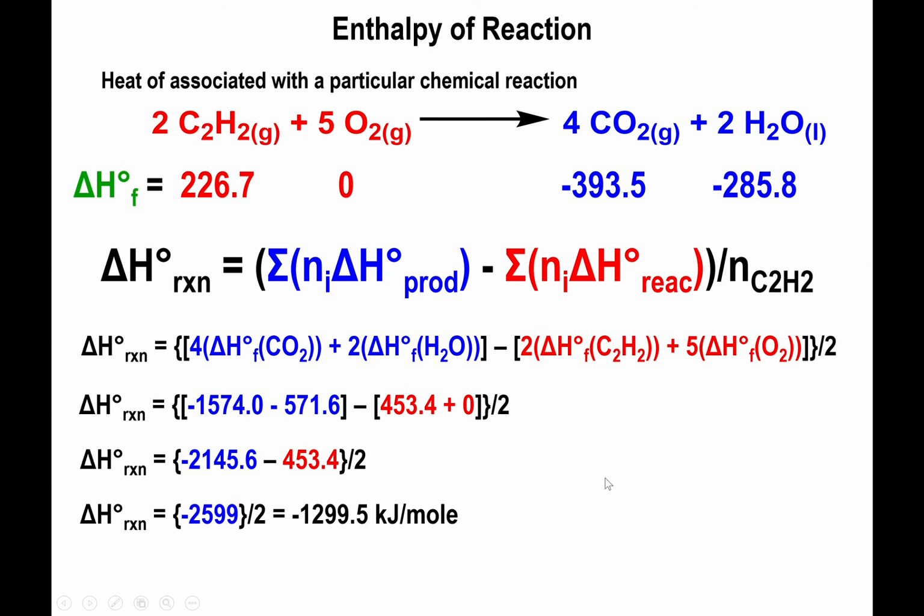Alright, so as shown here, we are simply multiplying the delta H formations of the products by their balancing coefficients. We're adding them together. We're doing the same thing with the reactants. We're multiplying the delta H formation of the reactants by their balancing coefficients, and we're adding them together. The resulting value for the reactants is subtracted from the resulting value for the products, and the whole thing is divided by the moles of a reference compound based on the balancing coefficients.